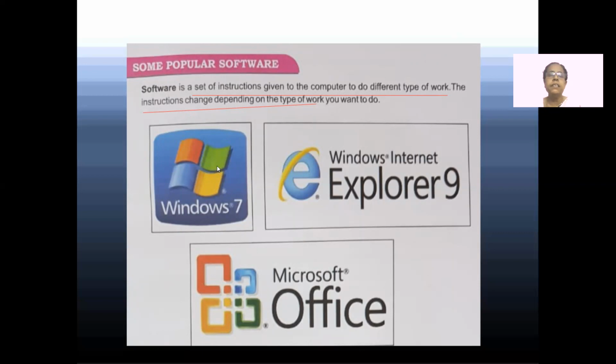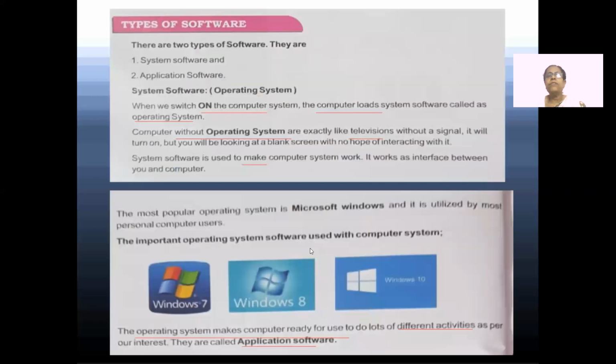Now you can see here some of the popular softwares are Windows 7, Internet Explorer, that is Windows Explorer, Microsoft Office. These are some of the softwares that are there in your computer. So, types of softwares. Now we have two types of softwares. The first is called system software. The word system software you must have understood anyway, I'll explain. The other is called application software.